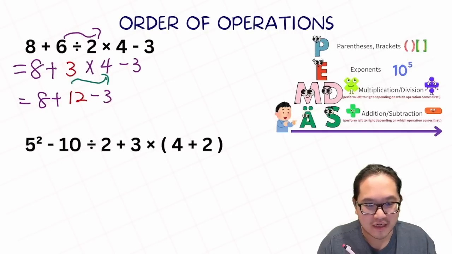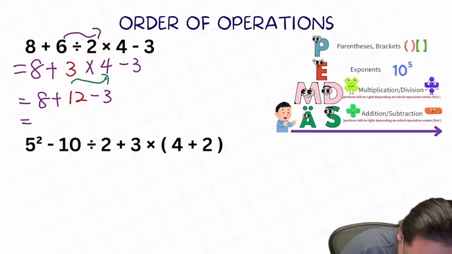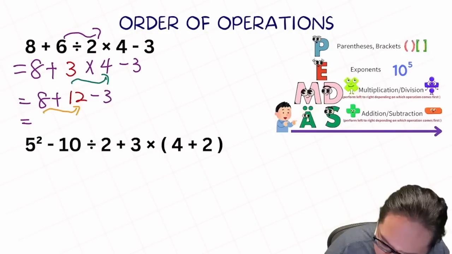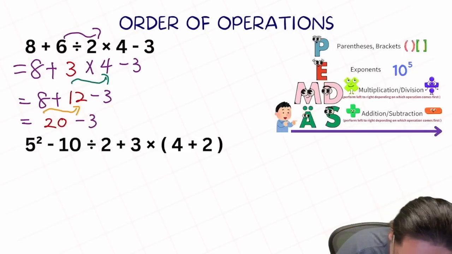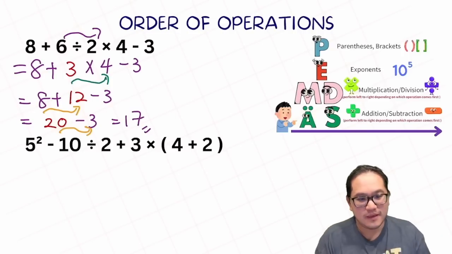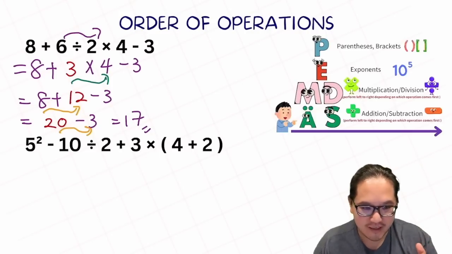So now what's the next step? We finished all the multiplication and division. It's addition and subtraction, right? So from left to right, we need to do the addition right here first. So 8 plus 12 is equal to 20. We drag the minus 3 down, and then the last step, right, is 20 minus 3 equals 17. And that will be it. Isn't it fun? So now let's step it up a notch. Let's look at the next equation.